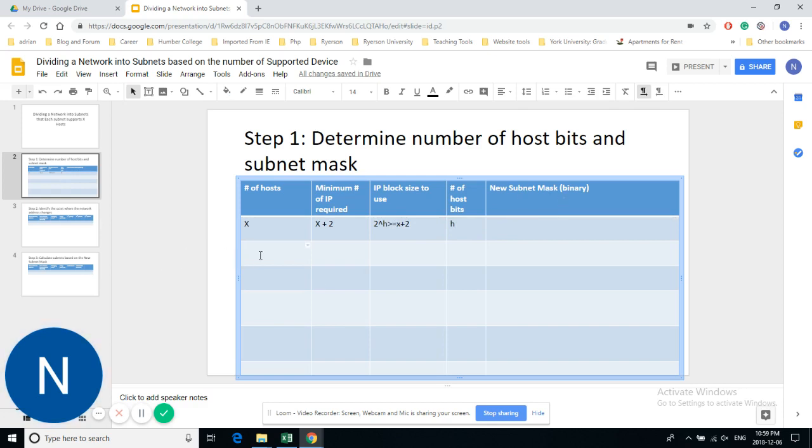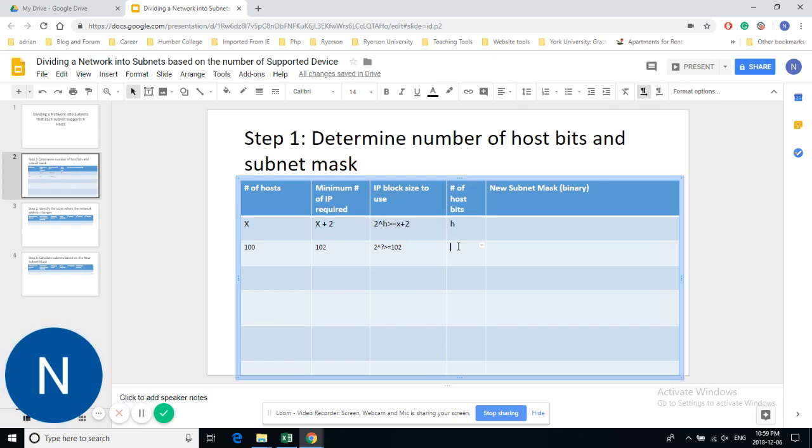So let's say we need, for example, 100 hosts. Okay, so we need at least 102 IP addresses. So 2 to the power of what is just greater than or equal to 102? Now let's list the powers of 2. 2 to the power 1 is 2, 2 to the power 2 is 4, 2 to the power 3 is 8, 2 to the power 4 is 16, 2 to the power 5 is 32, 2 to the power 6 is 64, 2 to the power 7 is 128, which is just above 102.